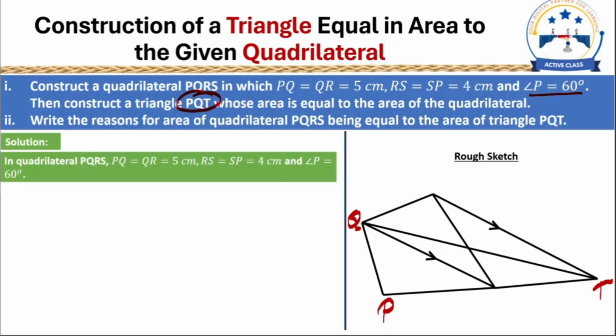After that, I need PQ equals QR equals 5 centimeter. So PQ, this one, equals QR. So it should be R, QR, and both are 5 centimeter. And we are given RS, it should be yes, right? PQRS. RS is equal to SP, and they are equal to 4 centimeter. And finally, we are given one more thing, that is angle P is 60 degree. So we need to make this angle 60 degree.